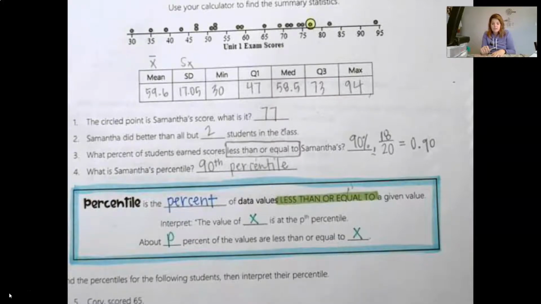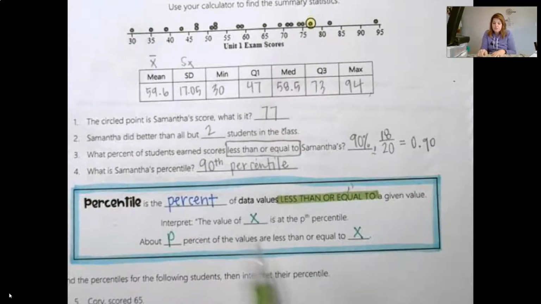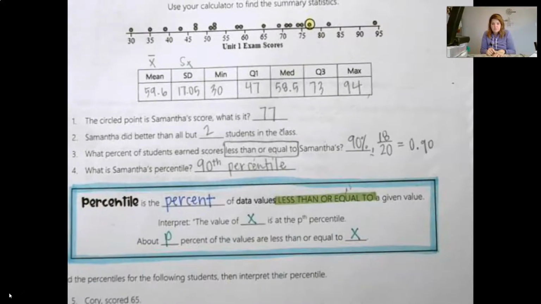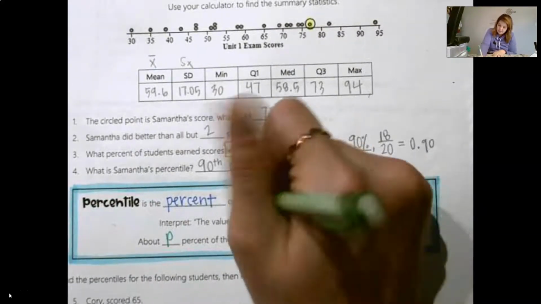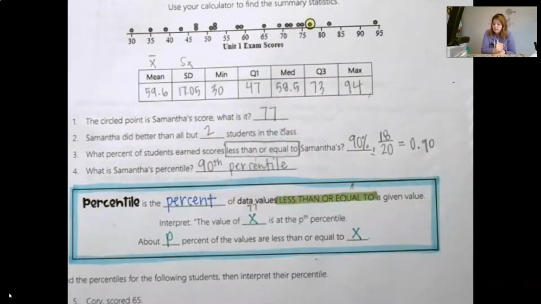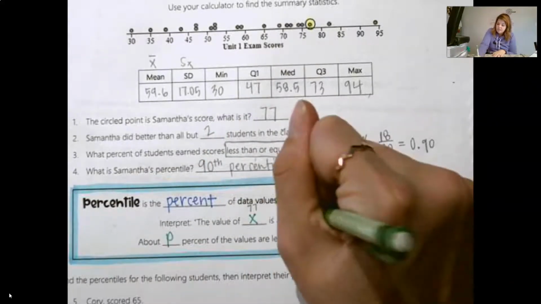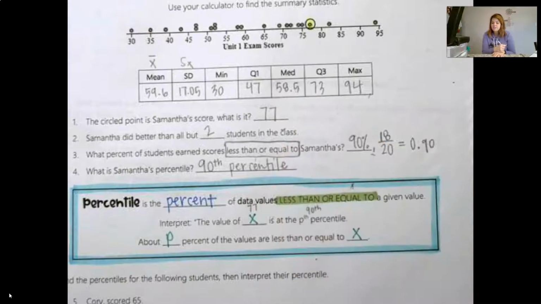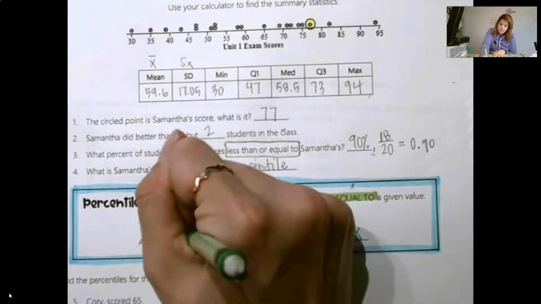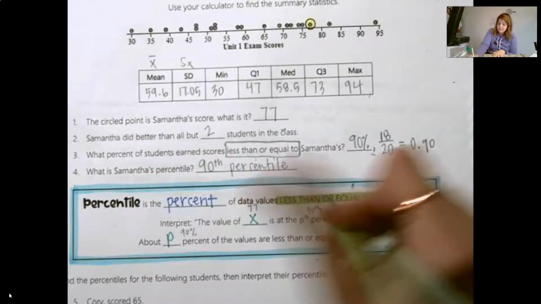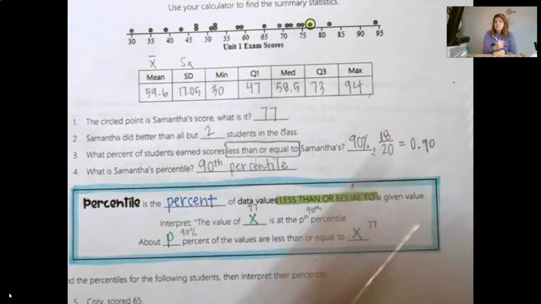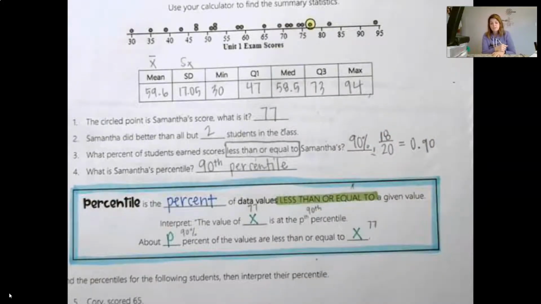We will add context where we can on this second sentence. For this problem above, we would say the value of 77 is at the 90th percentile. About 90% of the values are less than or equal to 77. So X in this case was 77.